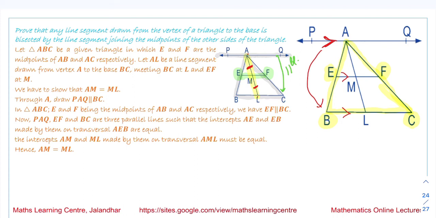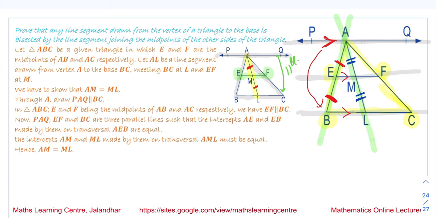Now we are talking about these three parallel lines: first is PQ, second is EF, and third is BC. For these three lines, the first transversal we consider is AB, and the second transversal is AL. It is given that AE and EB are equal in length. Then by the intercept theorem, AM and ML are also equal in length, and this is what we have to prove.